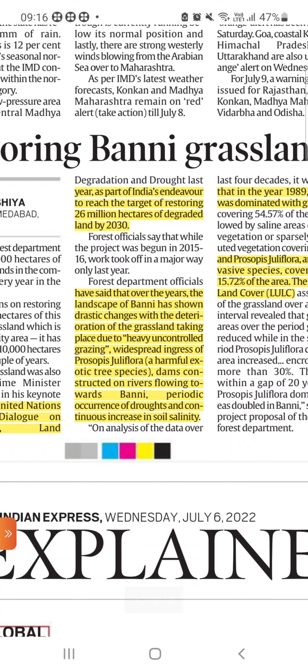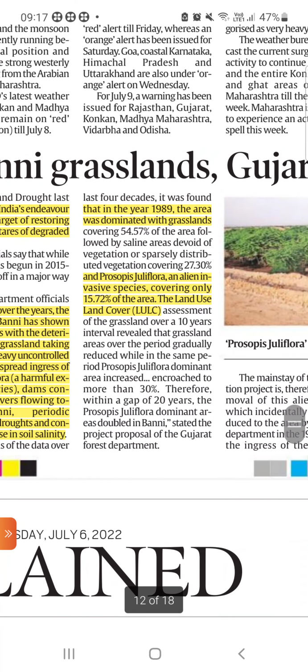Forest Department officials have said that over the years the landscape of Banni has shown a drastic change, with deterioration of the grassland taking place due to heavy uncontrolled grazing, widespread ingress of Prosopis juliflora, a harmful exotic tree species, dams constructed on rivers flowing towards Banni, periodic occurrence of drought and continuous increase in soil salinity. It was found that in the year 1989 the area was dominated with grassland.